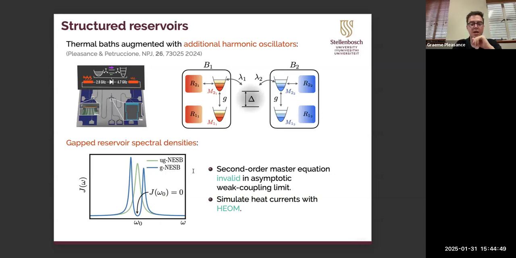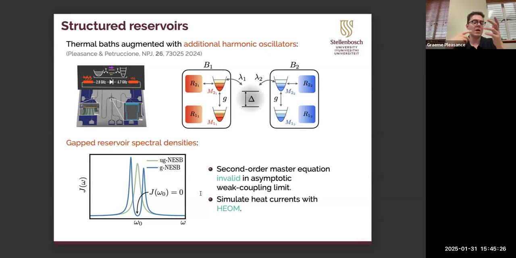Specifically, it affects the scaling with respect to the interaction strength. And what's interesting is that whilst in the weak coupling regime you can normally apply a master equation approach to this type of model, when you add this additional oscillator, even if the interaction strength is very, very weak, it still produces an incorrect result. So if you introduce this extra structure into the reservoir, the second order master equation approach becomes invalid even in the asymptotically weak coupling regime.